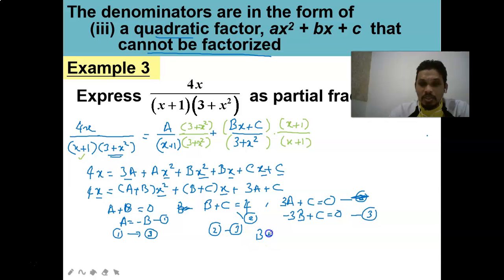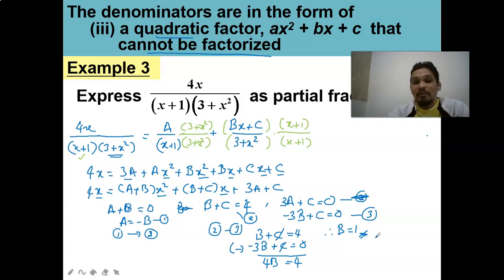So B plus C equals 4, negative 3B plus C equals 0, minus. So C minus C equals 0, negative becomes positive, so B plus 3B equals 4B, equals 4 minus 0, equals 4. So then B equals 1. From B equals 1, let's use equation 1, where B equals 1 and A equals negative B. So then A equals negative 1.